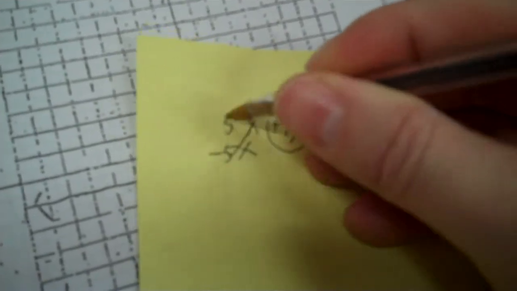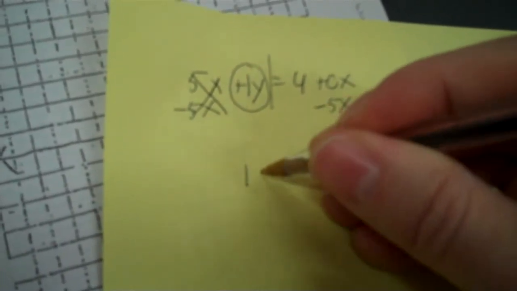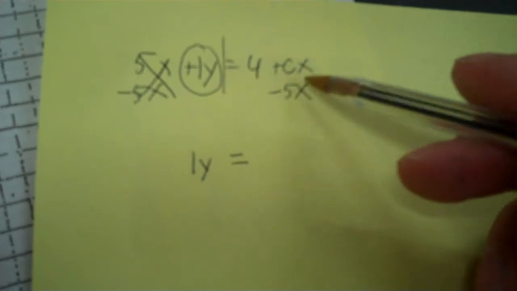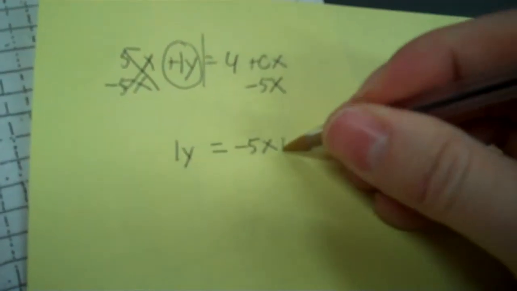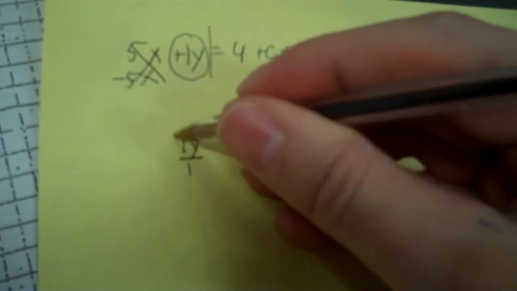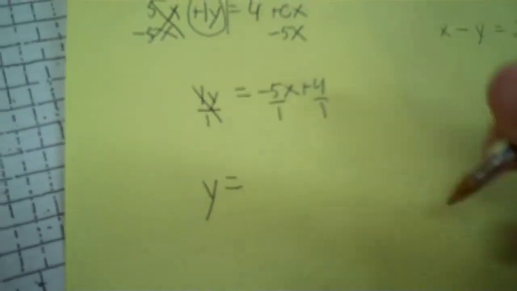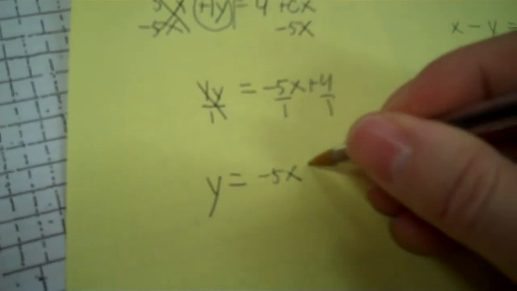And I have to get rid of the 5x by subtracting because it's positive. So I put a plus 0x and then minus 5x from that. So I have 1y. And first I take 0 minus 5. 0 minus 5 is negative 5x. And then we still have the plus 4. Then I divide everything by 1. Now negative 5 divided by 1 would be negative 5x, and 4 divided by 1 is 4.